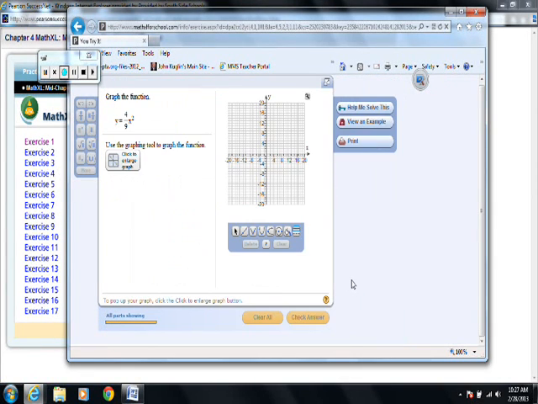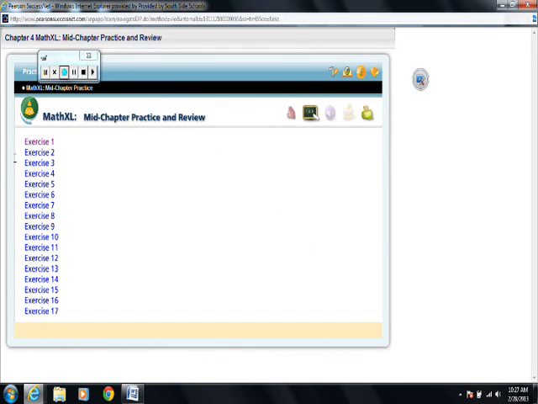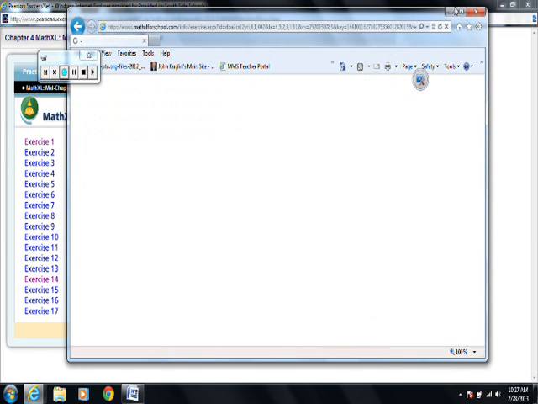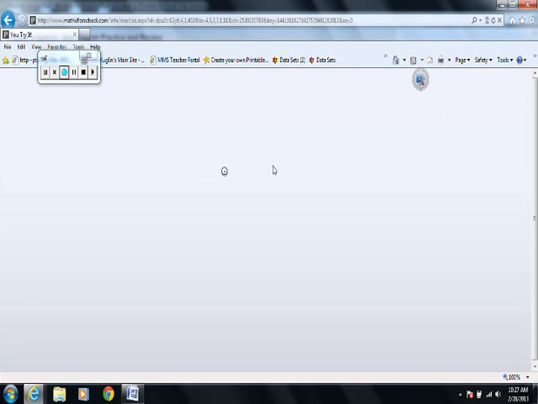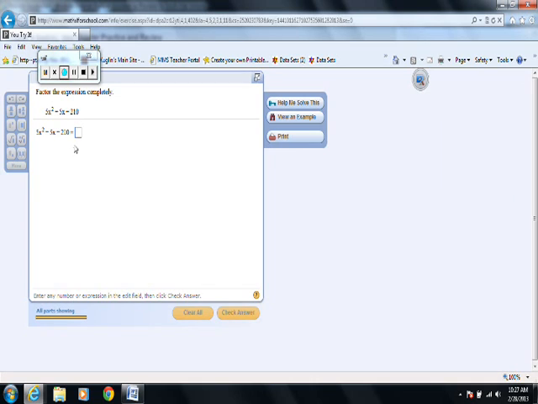Now, if they got that one wrong and they need to try something else, you can continue to go through, and at the bottom, there will always be a part where they can say, show me another example. And it will give them another example just like this. There are many, many different examples for the Chapter 4. Your students should be proficient at all of them.